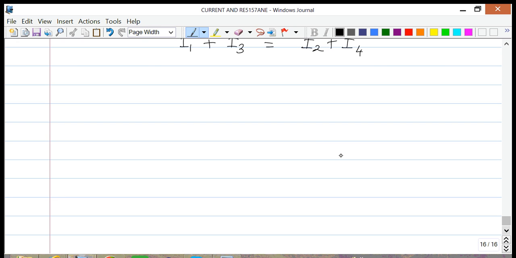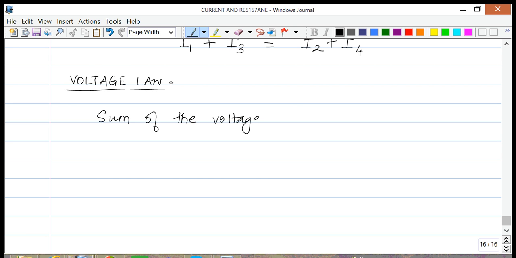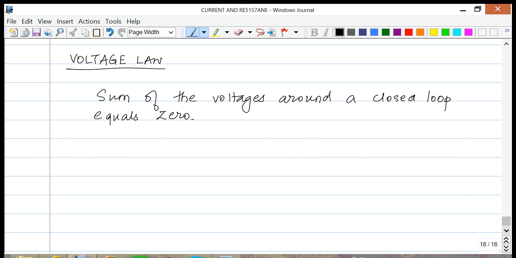The second of Kirchhoff's laws is called the voltage law. It is also called the loop law. So what it says is that the sum of the voltages around a closed loop equals 0. Okay, so let us understand this. Let us see what this means.